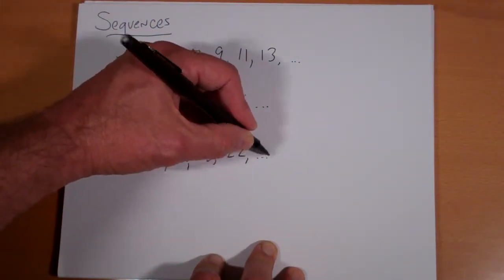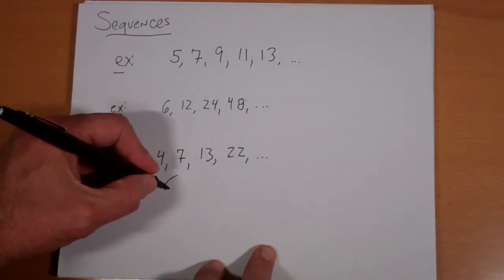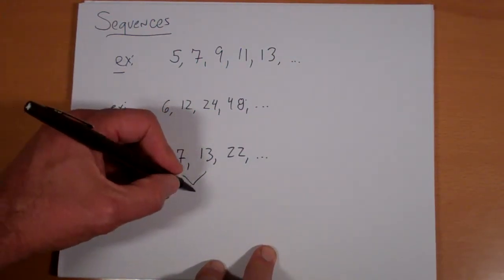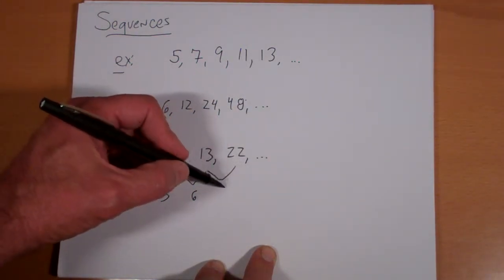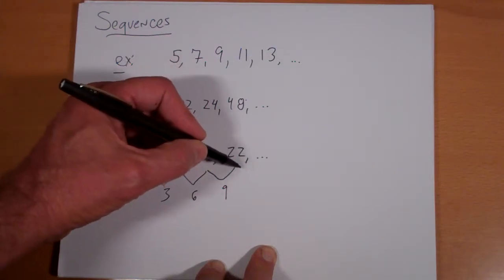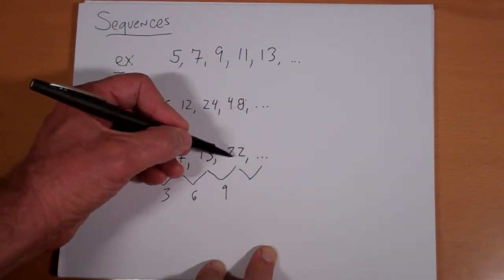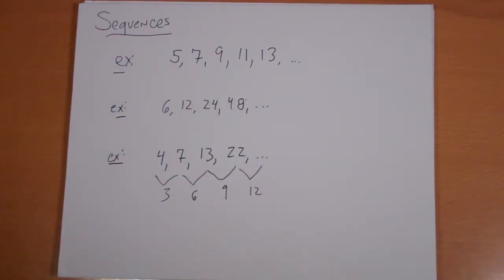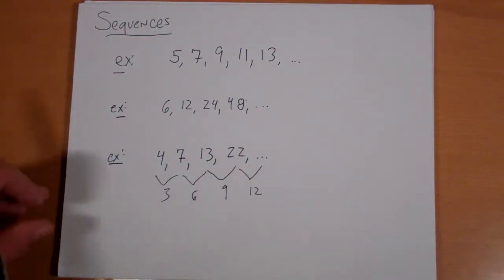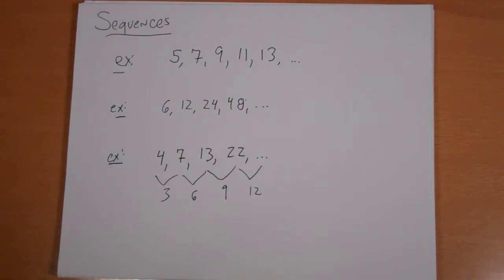22. Here the pattern's not as obvious, but if you look, the difference between 4 and 7 is 3. The difference between 7 and 13 is 6. The difference between 13 and 22 is 9. You might infer then that the difference here would be 12, and that would be 34. You're never 100% sure what's going to be the next number in a sequence, but oftentimes you are.